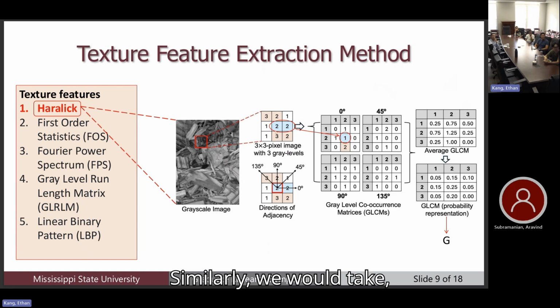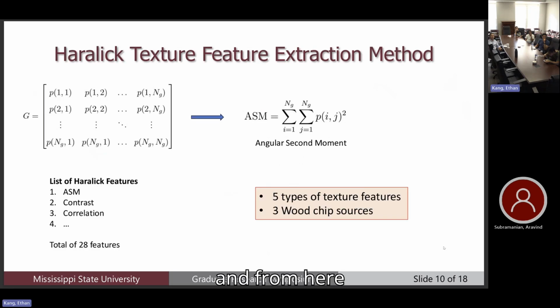Similarly, we would create the matrix in 45 degree, 90, and 135 degree directions. And finally, we would create an average matrix. We call this matrix the gray level co-occurrence matrix. And after that, we take the probability representation using the normalization of the values. Then we represent this matrix as G. And from here, this matrix will be used to calculate some texture features, what we call the Haralick texture features.